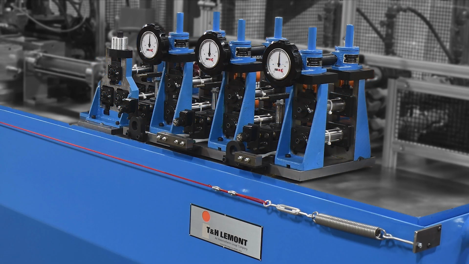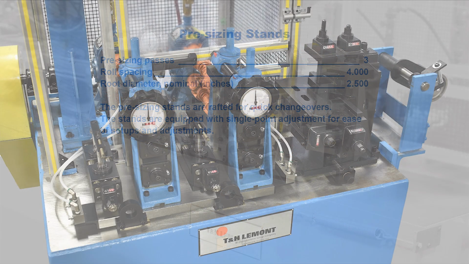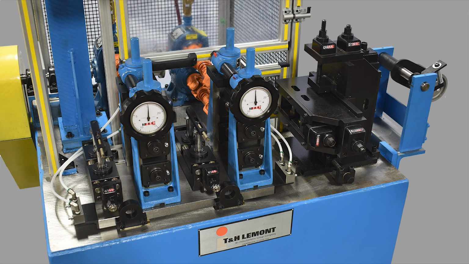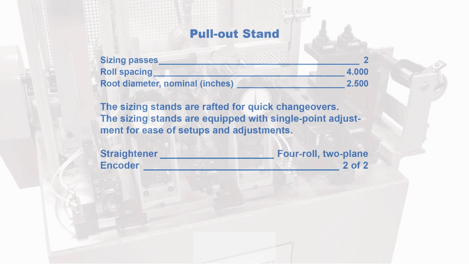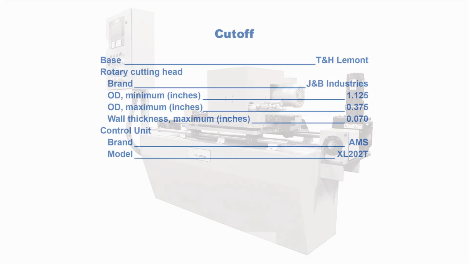After that is the pre-sizing portion of the mill, which consists of 3 stands. After the mill is the pull-out stand, which has 3 sizing stands, a straightener, and an encoder. This brings us to the last item, the cutoff. Like the shear end welder and the accumulator, it has its own control panel that receives data from and provides data to the main controller on the mill.